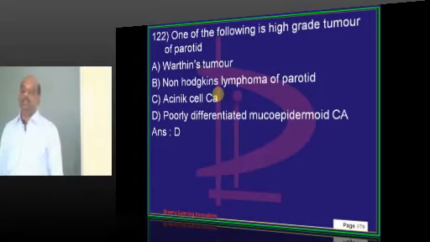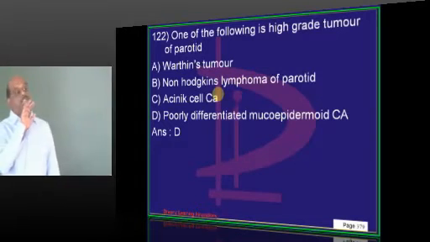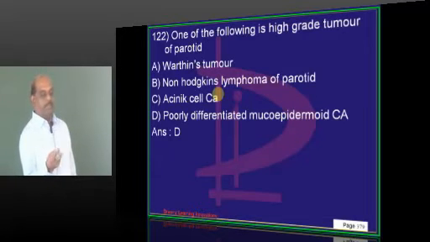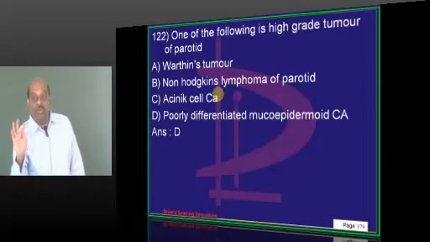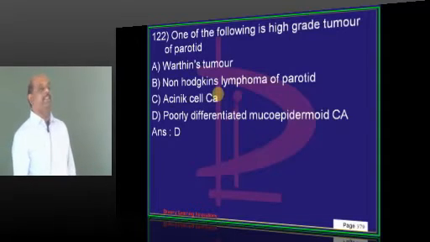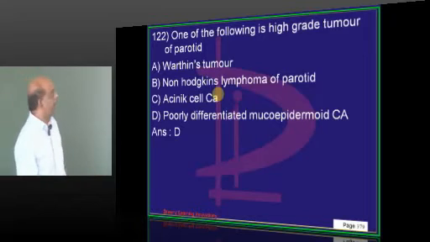Let me tell you, doctor, if you look at the list of high yield topics in surgery, thyroid cancer, prostate cancer, breast cancer, then the fourth high yielding topic is salivary gland tumors. We tend to ignore it, thinking it is a useless topic. It is a very, very commonly asked topic in entrance exams.